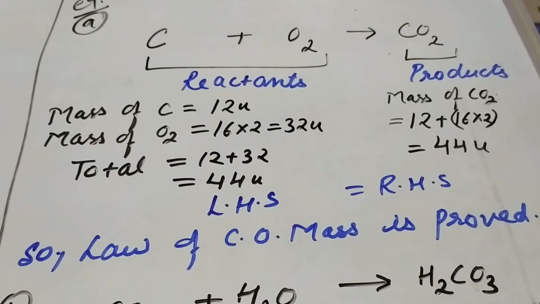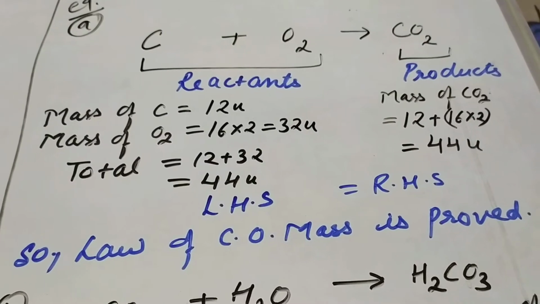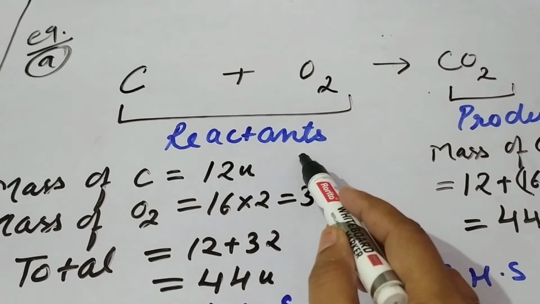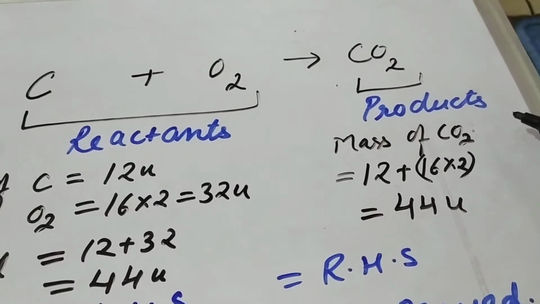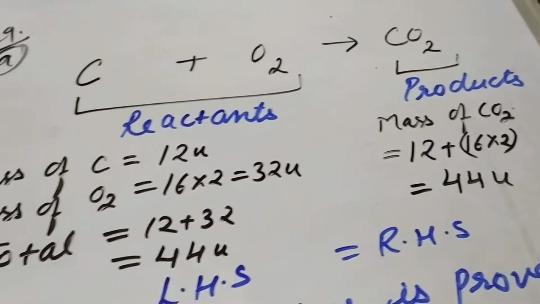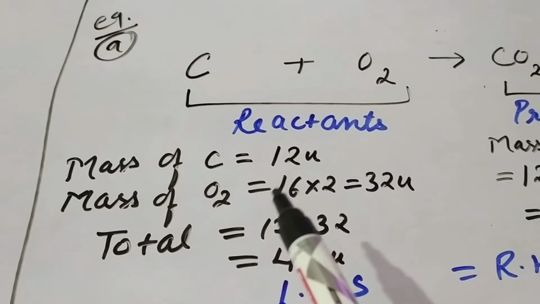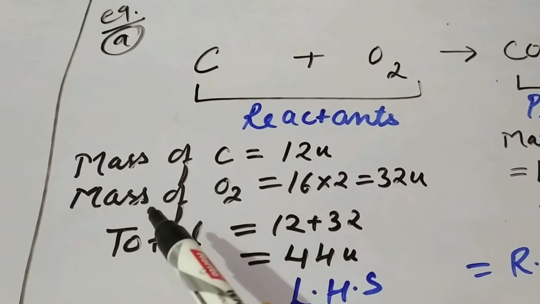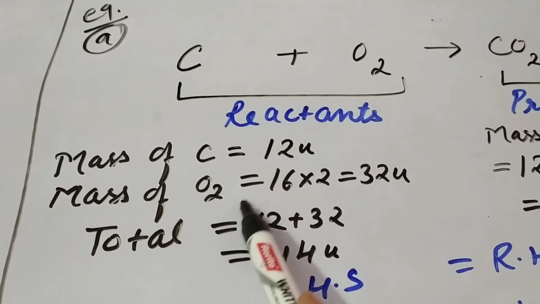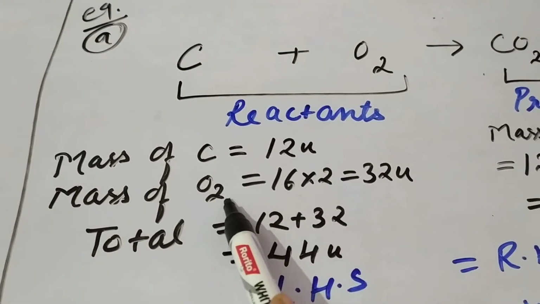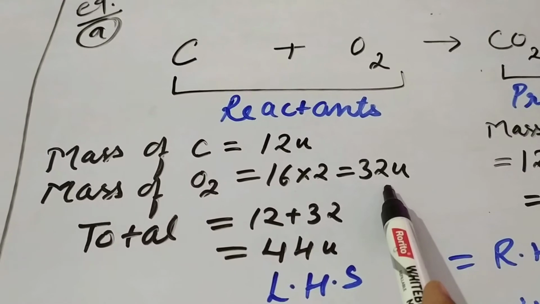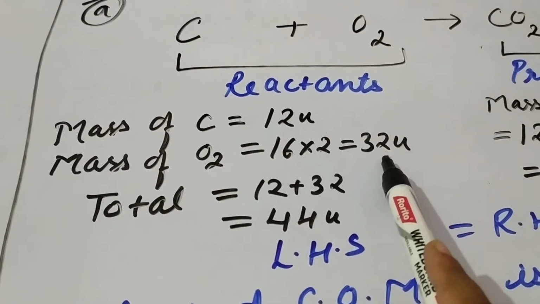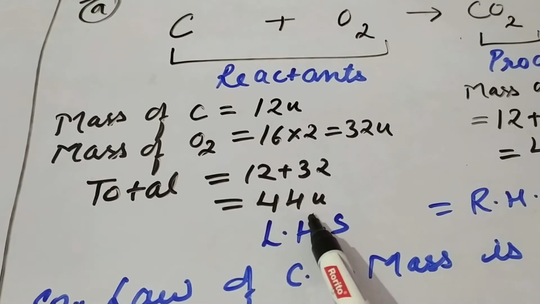In this first example you are seeing carbon plus oxygen is forming carbon dioxide. The part on the left hand side of a chemical reaction is called reactants, and that on the right side is called products. Now here we are taking the mass of each element one by one. Mass of carbon is 12 units. And mass of oxygen, one atom of oxygen has weight 16. Because there are two atoms, I have multiplied by 2. So you are getting here 32 U. So total weight of the reactants will be 12 plus 32 U, that is 44 units.